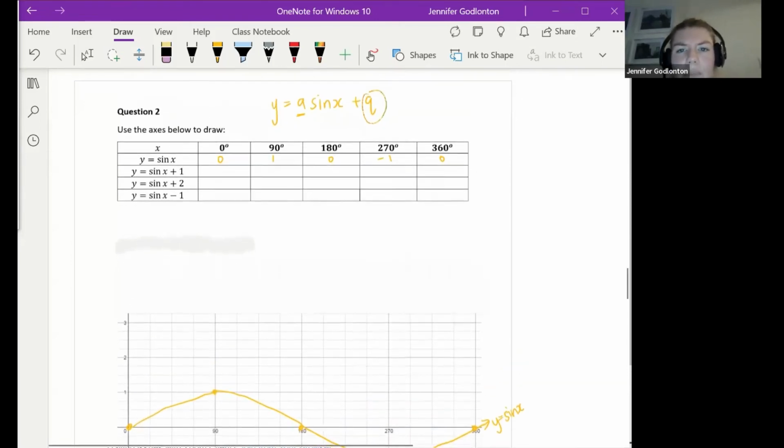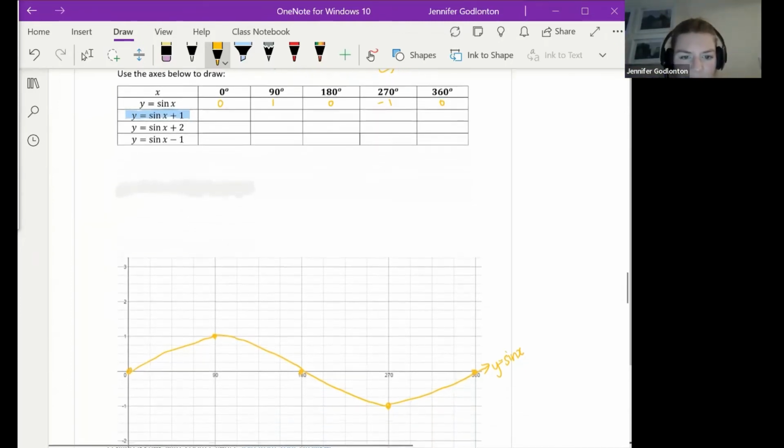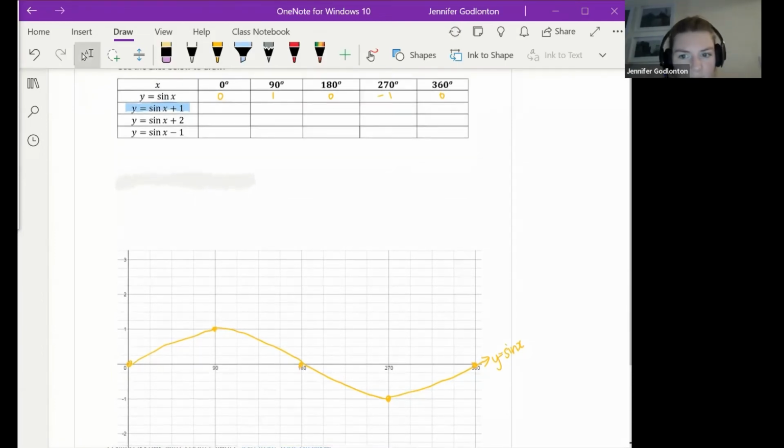We're now going to imagine for the second graph over here, we've got y is equal to sine x plus 1. And we know that we're changing q, and we know that q is a vertical shift as we go up or as we go down. Thinking about this graph over here, we've got this sine graph just chilling. That's the one we've done three times. This is the same graph that we're drawing.